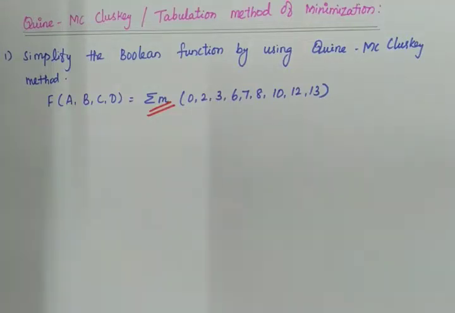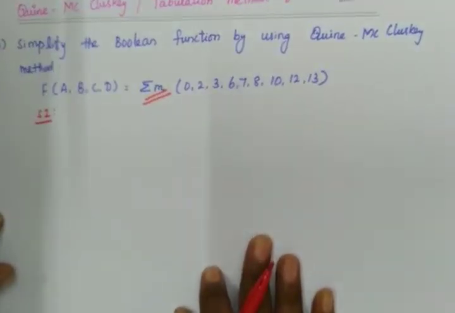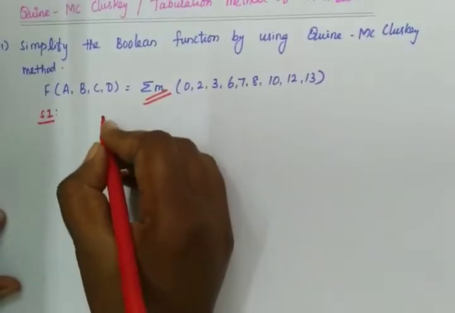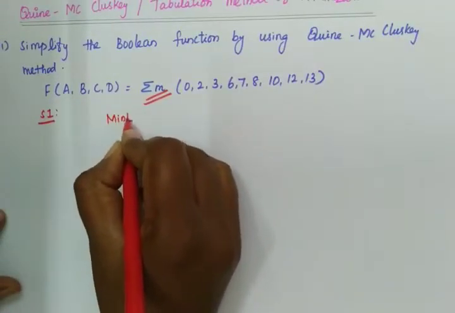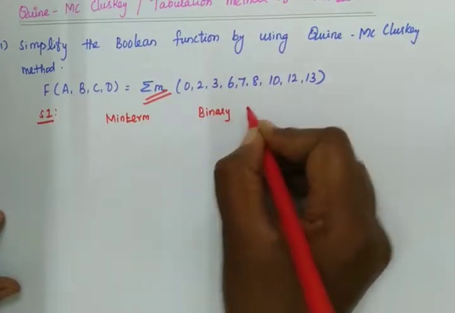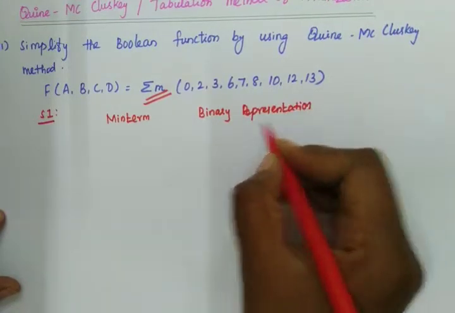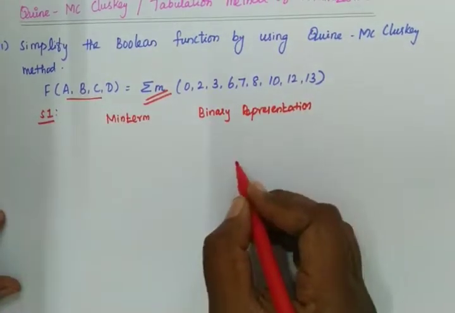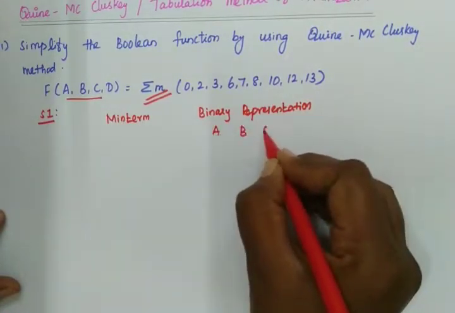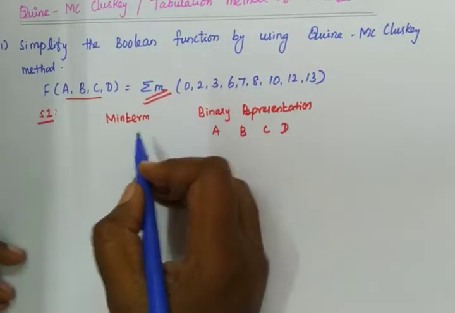Now what is step 1? We'll solve step by step. This is our step 1. In step 1 we have to represent these minterms using binary representation. So first let us represent. Form a table, write minterm and here binary representation. And what are the variables used in the question? That is A, B, C, D. And now what are the minterms given in the question?